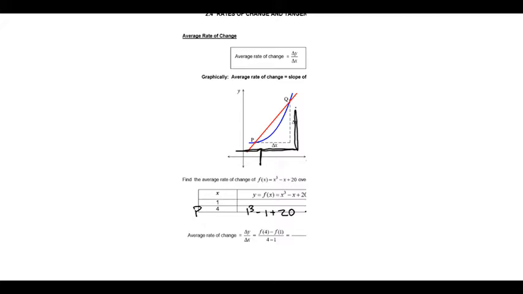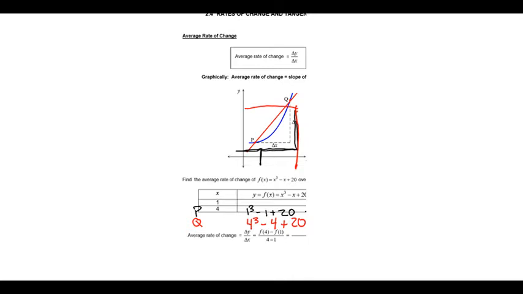Now our second endpoint is going to represent Q, and that is when x is equal to 4. So again, we'll substitute 4 into our equation. So we have 4 cubed minus 4 plus 20, which gives us 64 minus 4, which is 60, plus 20, which is 80.